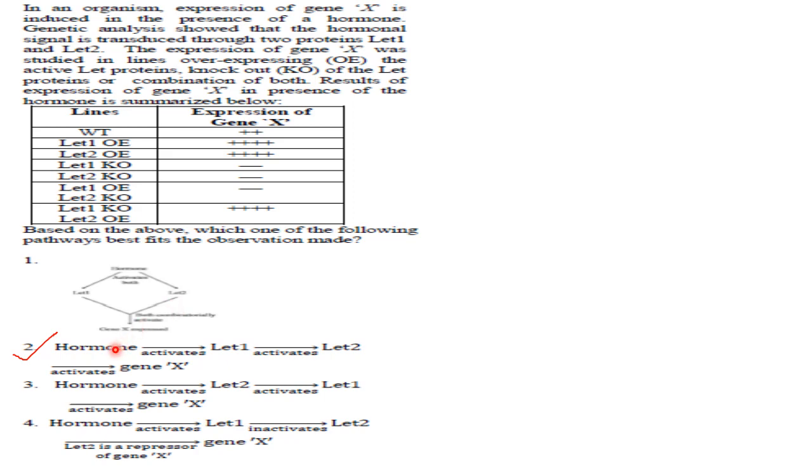Now if you see the second pathway, hormone activates LET1, it activates LET2 and LET2 activates gene X. So if LET1 is overexpressed and LET2 is knocked out, the gene will not be expressed because LET2 is not present. But if LET1 is knocked out and LET2 is overexpressed, the gene will be expressed by LET2. So option 2 is the right pathway.